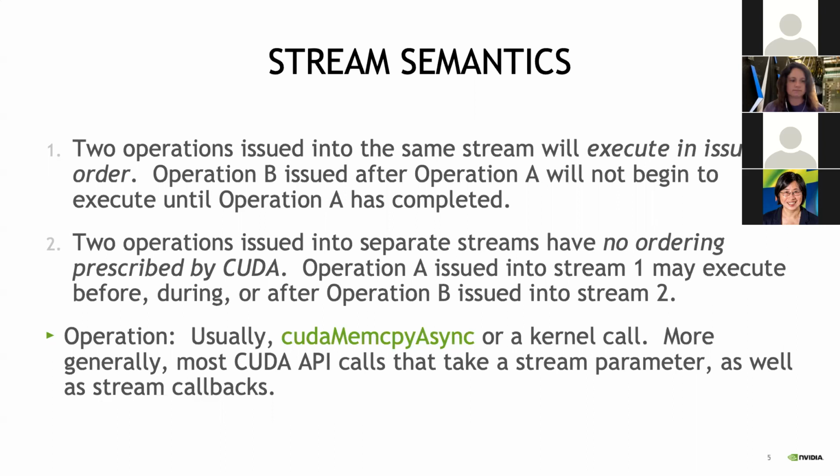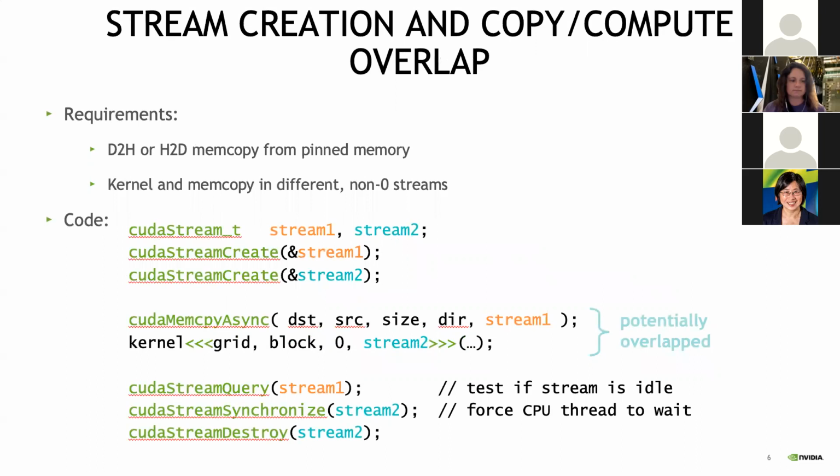And just to give an example of what that would look like, this is a basic stream creation and compute copy overlap. So we have streams 1 and 2 that we've created, and we have a memcopy async operation here. We're going to copy some data over to the GPU on stream 1, and then we have a kernel that we are launching on stream 2.